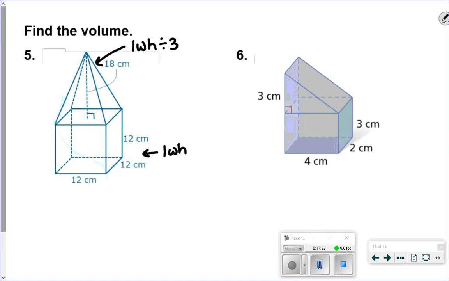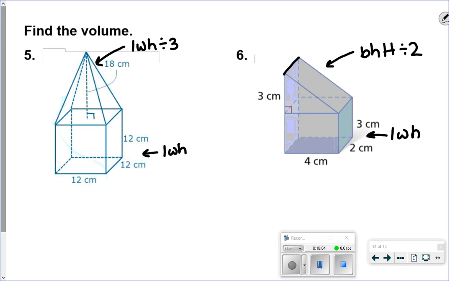On number 6, this top, if you look, it doesn't come to one point. It's got this whole line on the top. It's not a pyramid, it's a prism. So for our triangular prism, this part, we're going to do base times height for the whole shape and divide by 2. And for our rectangular prism, we're still doing length times width times height. Go ahead and pause the video now. Try these two problems.